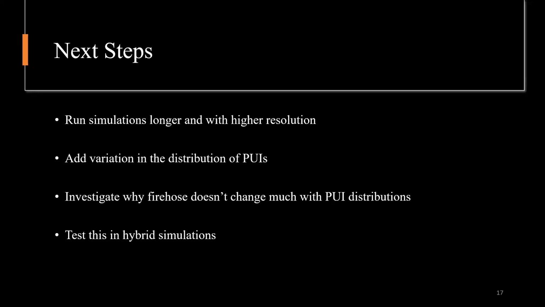So for future work, one of the very interesting things would be investigating why fire hose in different pickup ion distributions doesn't change. And then, of course, we can also run the simulations longer and at higher resolution in order to see more of what happens in the process. We can add much more of a variation in the distribution of pickup ions to more accurately simulate what happens in the heliosphere. We can also test this with newer hybrid simulations that take the best of MHD and PIC codes.